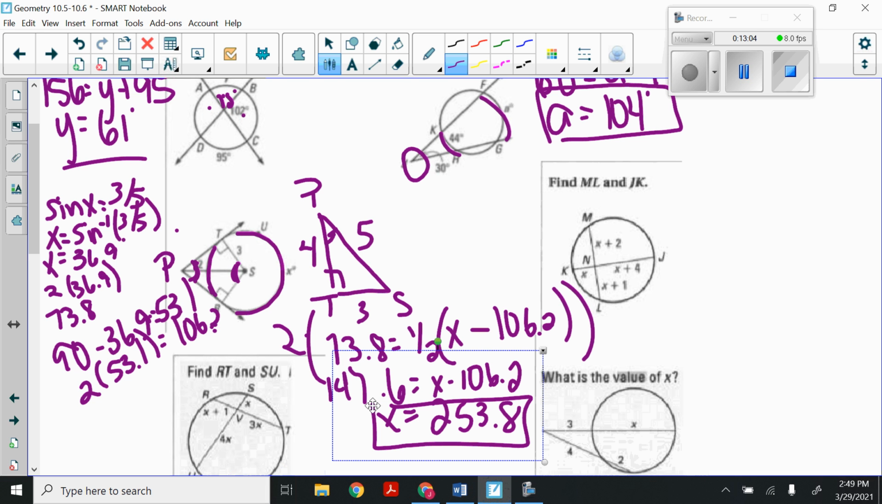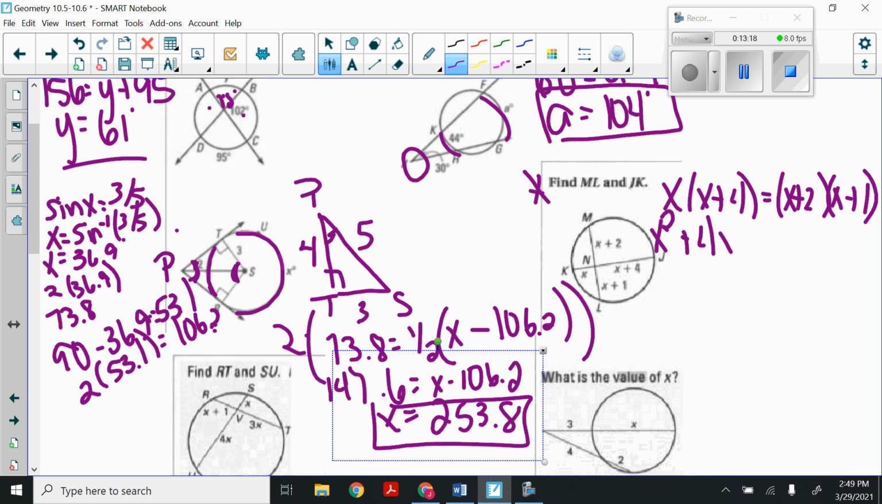Okay, let's come over here and look at this one now. I know X times X plus 4 equals X plus 2 times X plus 1. Distribute, I get X squared plus 4X. Over here I need to FOIL, so I get X squared plus X plus 2X plus 2. I get all of my X squareds on the same side. When I do that, they cancel. So now on this side, I really have 3X. So 4X minus 3X leaves me with X equals 2.